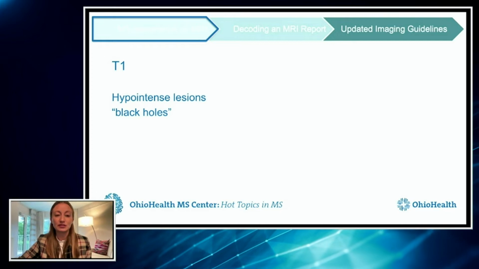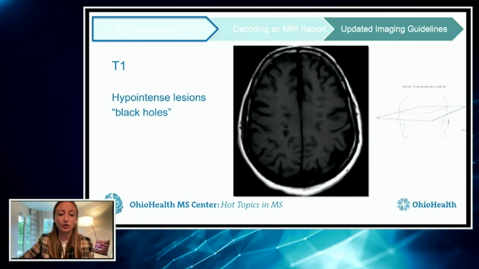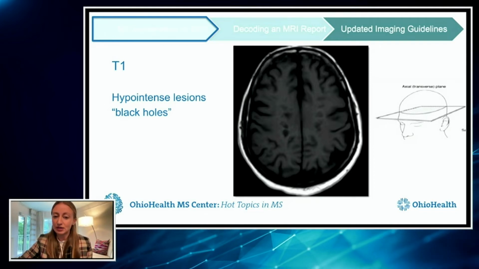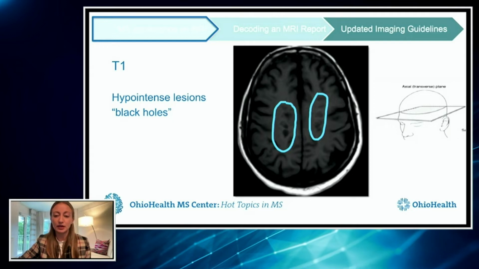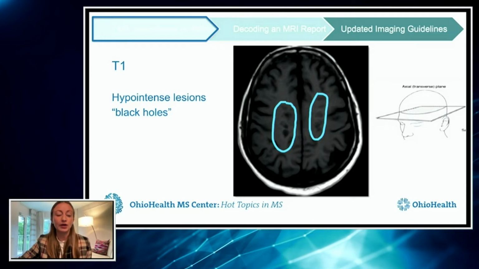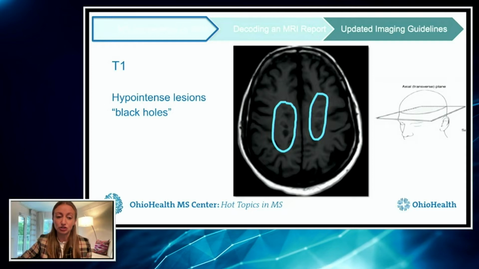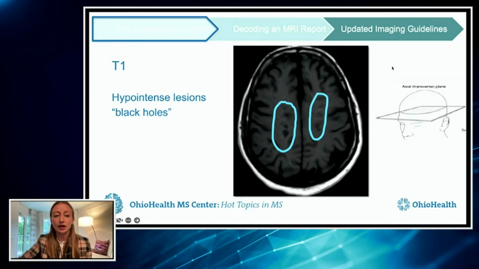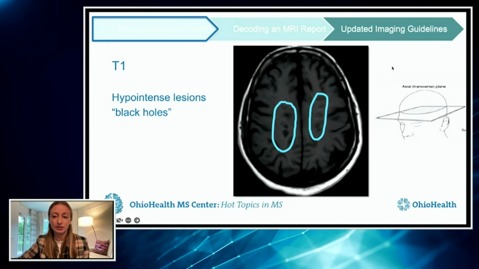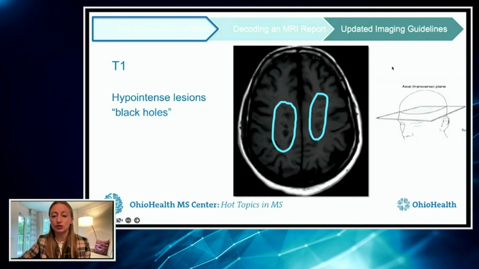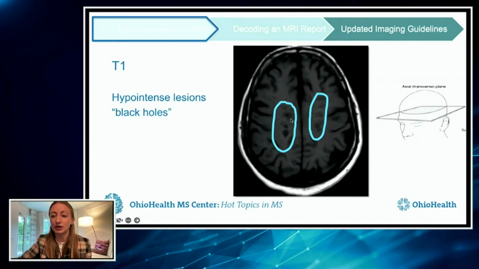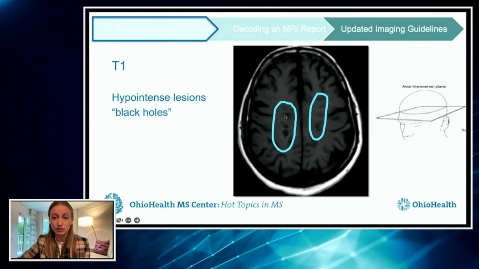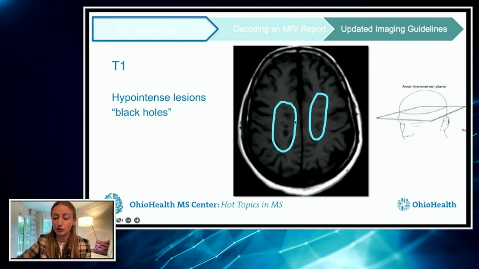So the next sequence is T1, and on T1, you may have heard of something called T1 black holes. So these are some examples of T1 black holes, and on a radiology report would be referred to as hypointense lesions, just meaning that they're darker. What T1 black holes represent is a more chronic stage of MS spots where there's destruction of the white matter of the brain. And this usually indicates irreversible damage. So you can think of these as little scars in the brain.